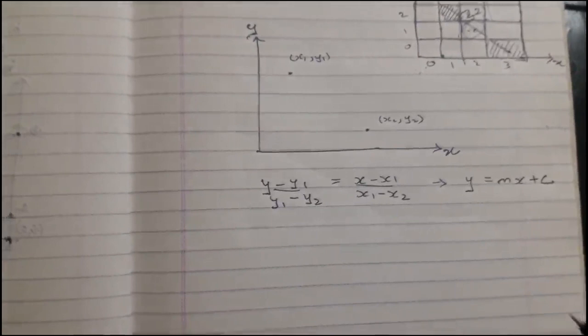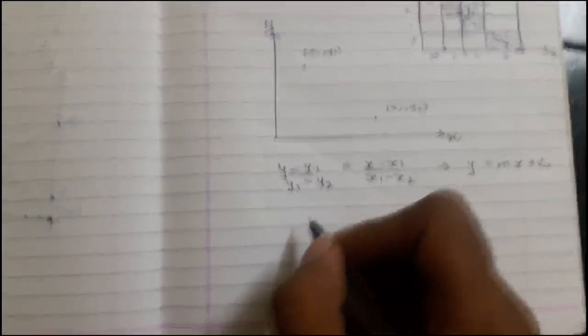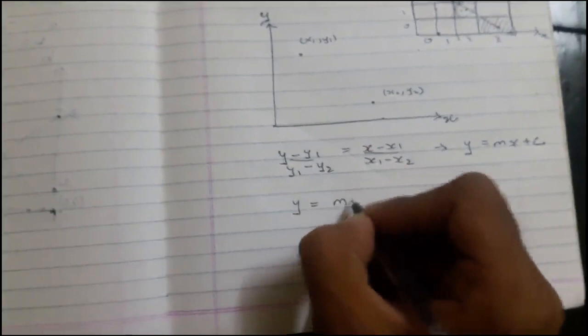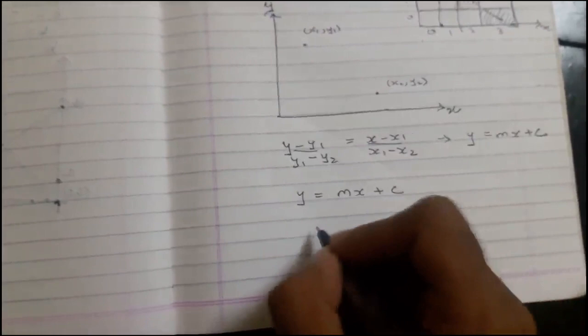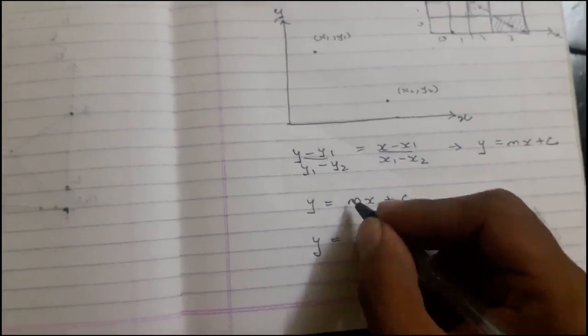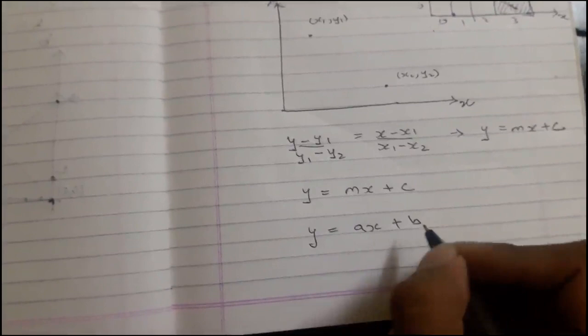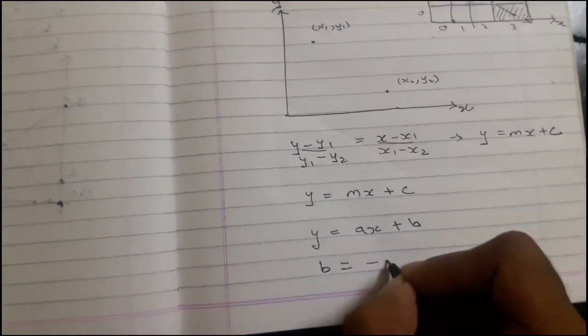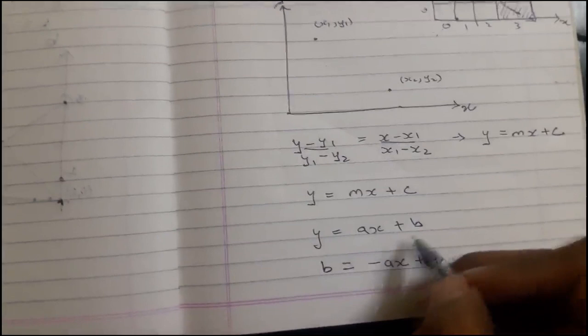So instead, what we do over here is, you know that the basic line equation is y is equal to mx plus c. So we can rewrite this equation as y is equal to, say, ax plus b. I have just replaced m by a and c by b. Next, I can write this equation as b is equal to minus ax plus y. I have just put this ax over here, so b is equal to minus ax plus y.